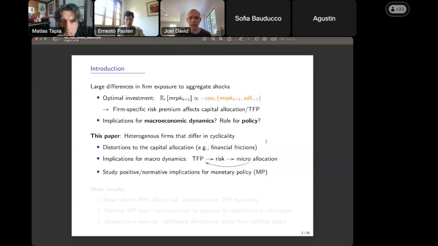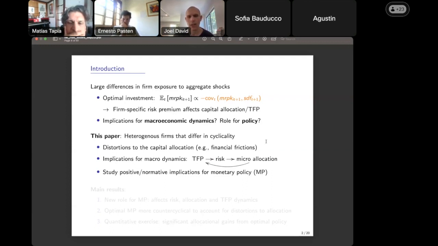Guided by those patterns, we augment a standard New Keynesian business cycle model with two elements. First is a cross-section of firms that differ in their cyclicality, exactly like in the picture I just showed you. Second is a set of financial frictions that distort the pricing of risk and the extent of risk taking at the micro level, and so distort the allocation of capital. We show first that these features lead to rich implications for macrodynamics. In particular, we uncover what we think is a novel two-way feedback loop between macrodynamics on the one hand and the microallocation on the other.